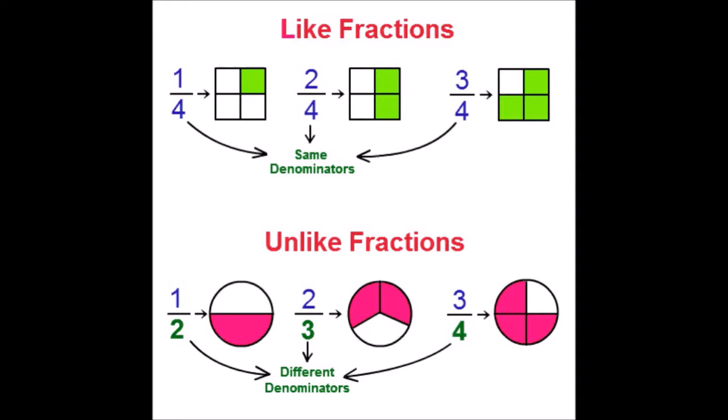So if the denominators are same, that is like fractions. See the second one. Here you have different denominators. Here also they have written the fraction according to the shaded portion. See 1 by 2, 2 by 3, 3 by 4. Here the denominators are different, 2, 3 and 4. Here you have different numbers, so it is an unlike fraction. If you have the same denominator, it is like fractions. If you have different denominators, that is unlike fractions.